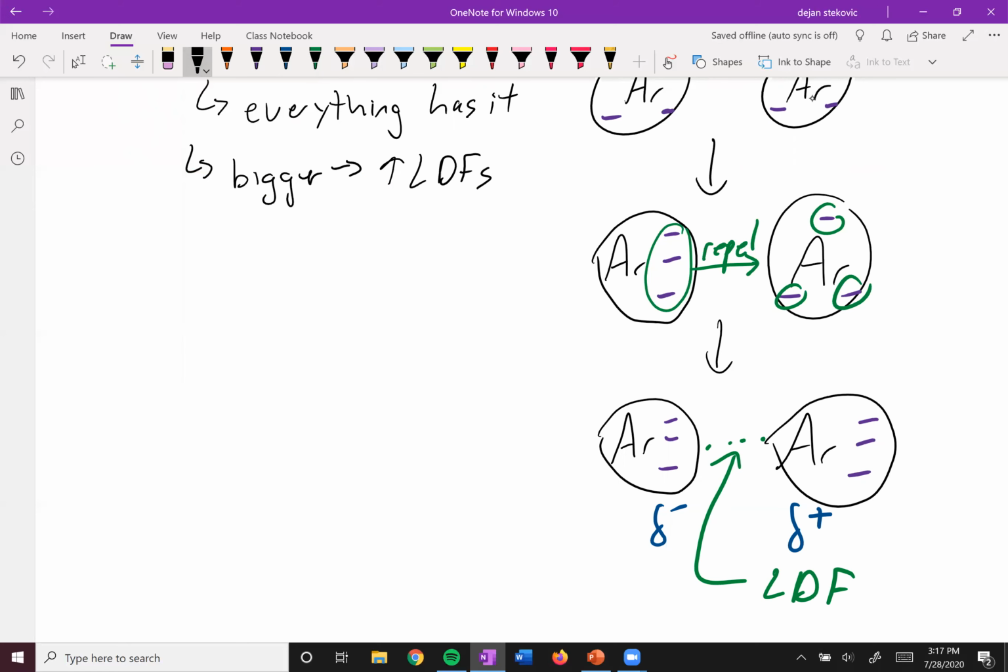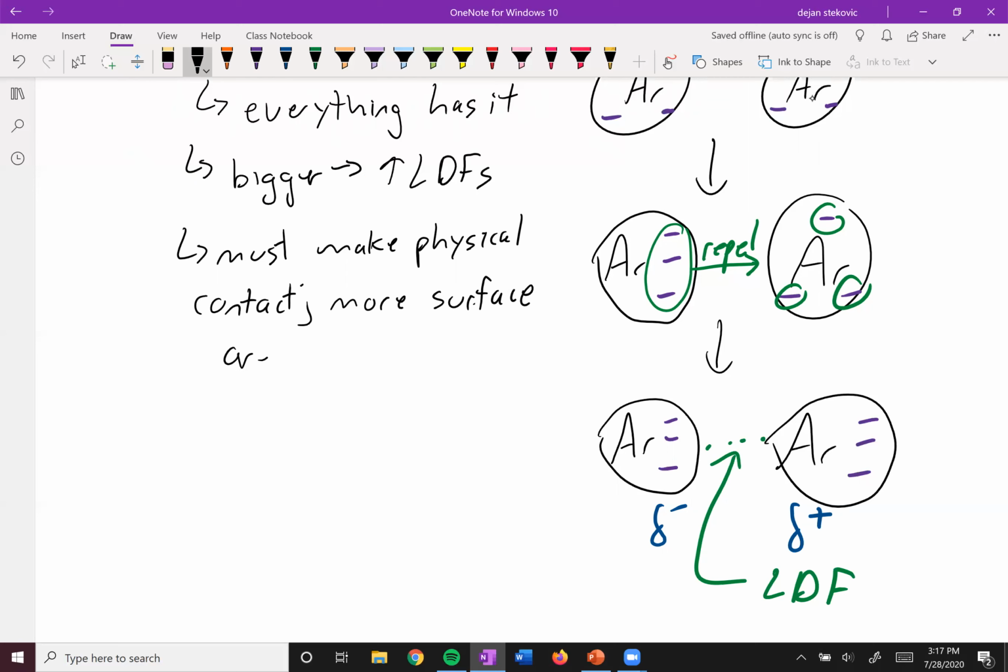And then the other thing to notice about this is that you must make physical contact, right? So must make physical contact in order to have this, right? These molecules can't induce these dipoles from across the room. They have to be physically touching. And so the more surface area that you have, the more London dispersion forces that you have, right?